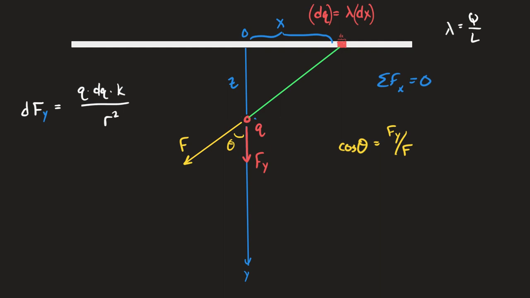So, in order to get the components in the Y direction, I need to take my full force and scale it by the cosine of theta. This is the full value of the force. I'm going to need to scale it by the cosine of theta to make it just the part of the force in the Y direction.